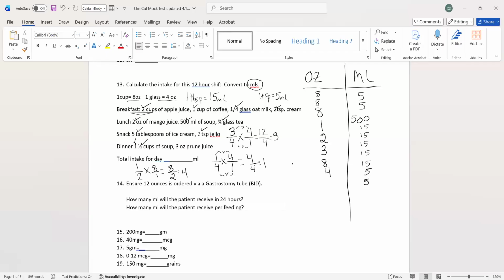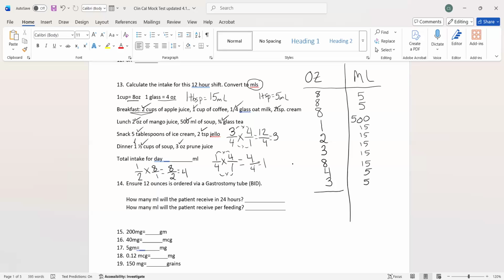And then I got 3 ounces of prune juice. So since it's already ounces, I don't have to do any conversions, right? So now I'm going to go through and just make sure I have a check mark on everything, that I didn't skip anything. Okay, it looks like we have everything.